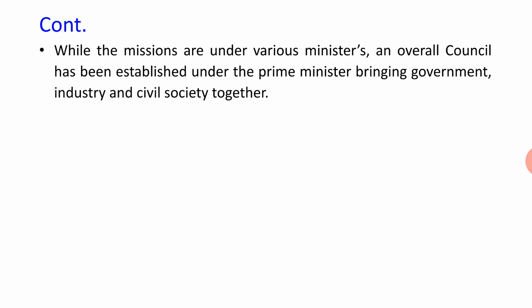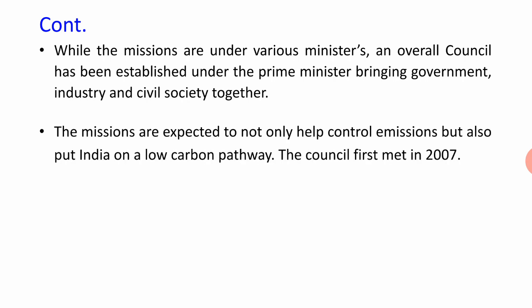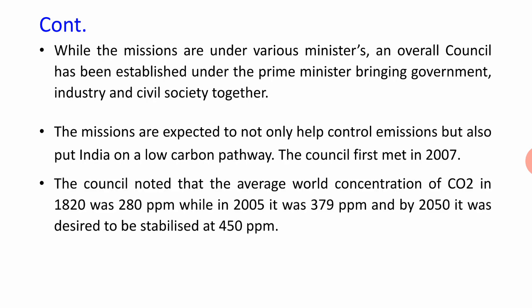While the missions are under various ministries, an overall council has been established under the Prime Minister, bringing government, industry and civil society together. These 8 points are where we identified we can reduce carbon emissions. Each strategy, that means each of the 8 points, is emission control. They are given to different ministries, but finally monitored by the Prime Minister. The missions are expected not only to help control emissions but also to put India on a low carbon pathway. The council first met in 2007.